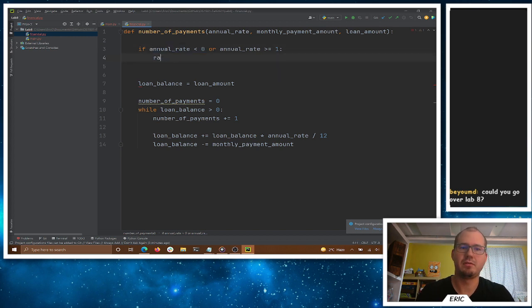Raise value error. Annual rate must be between 0 and 1. Okay, that's our first check.